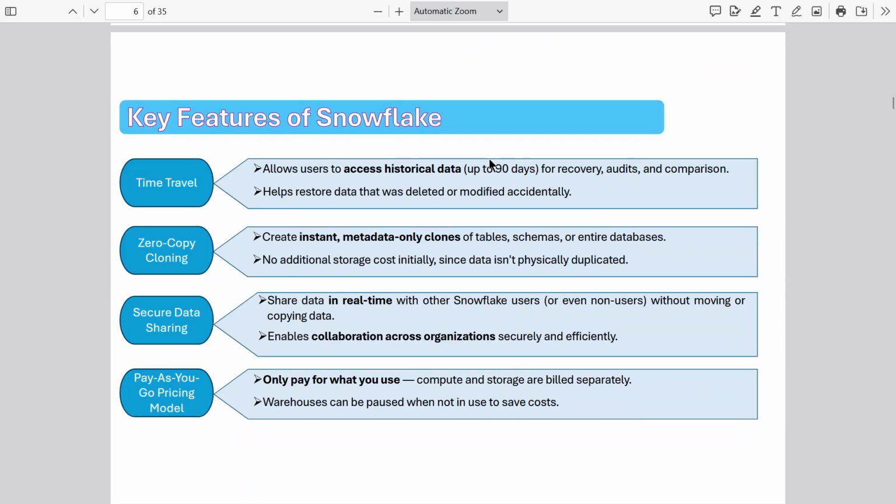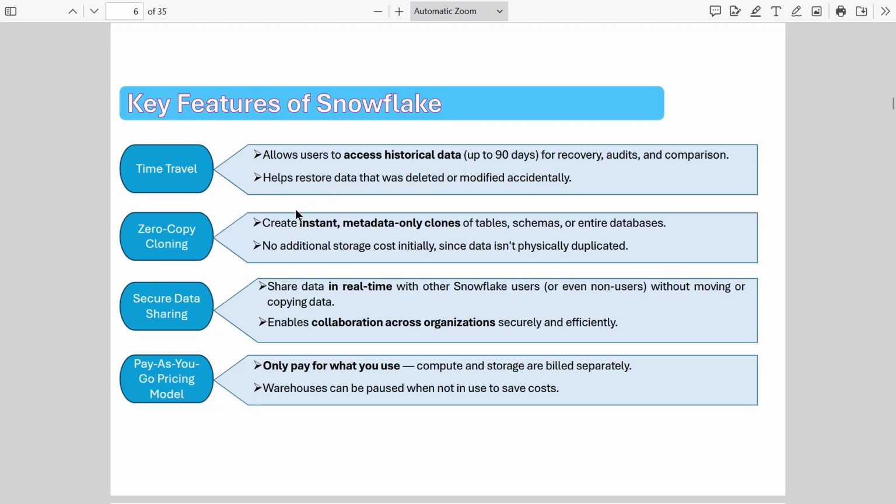Now coming to the features of Snowflake. One very useful feature of Snowflake is time travel. It allows users to access historical data up to 90 days. So we can restore data that was deleted or modified accidentally. You have 90 days of recovery time to recover from any type of failure or data that was accidentally deleted. So that is a feature you can use.